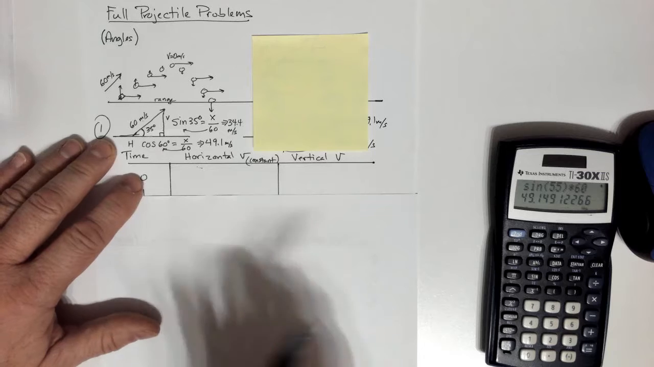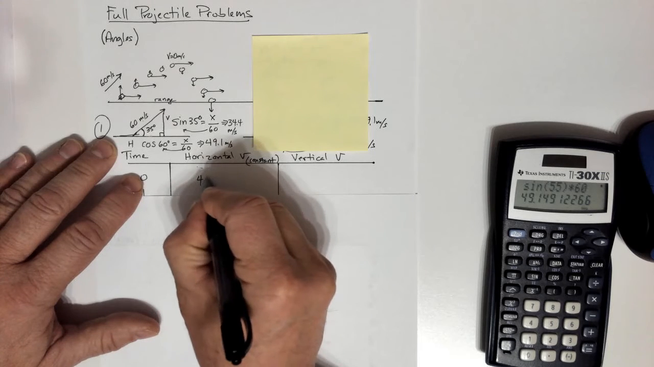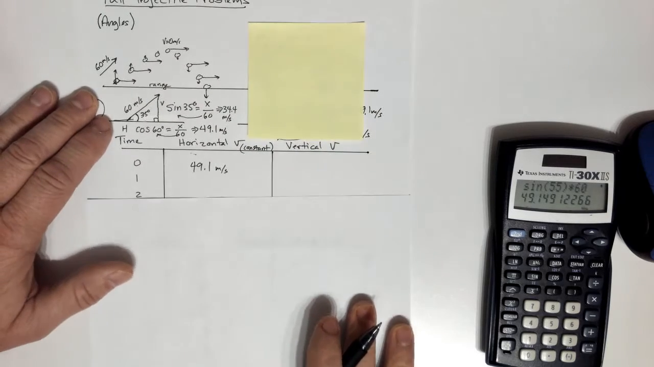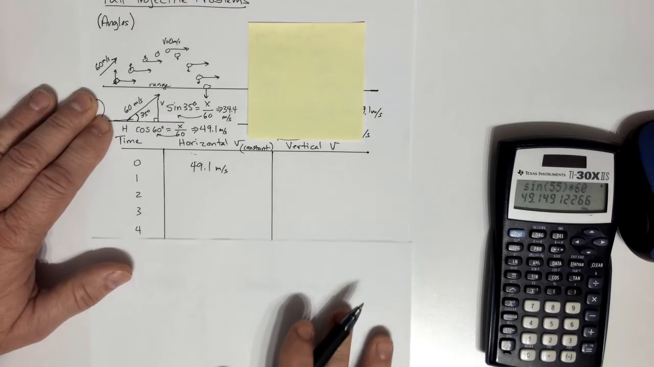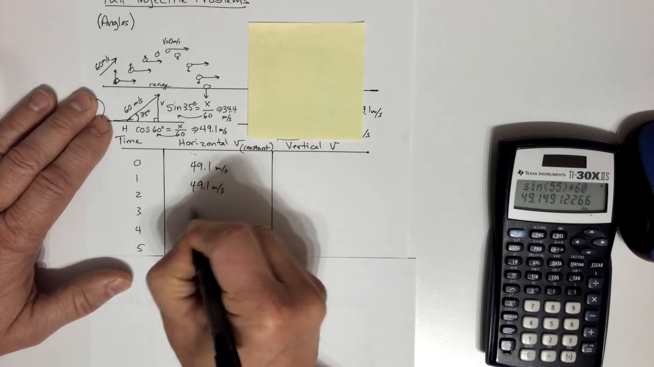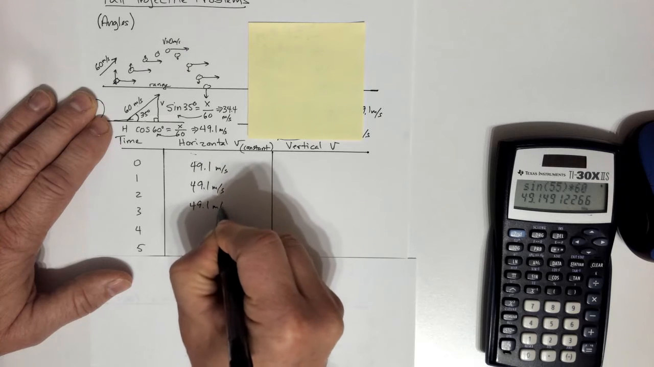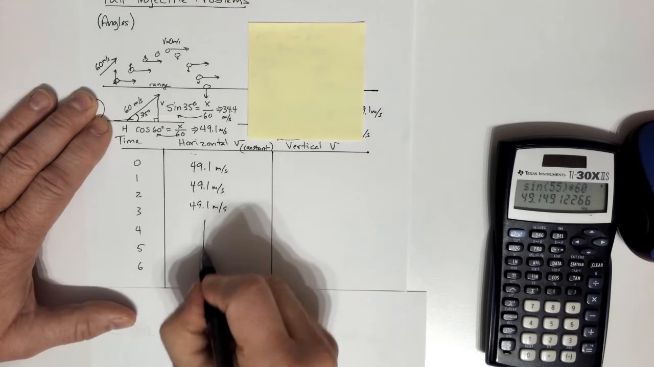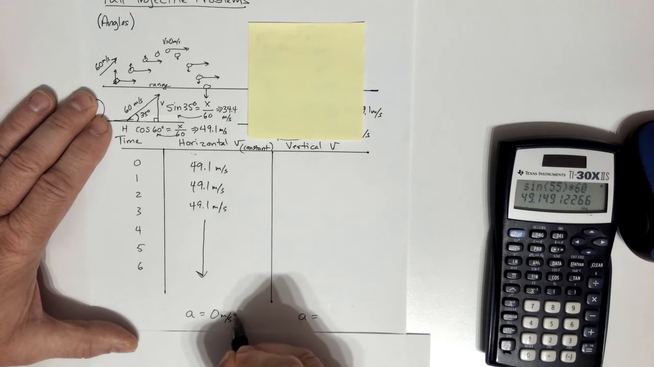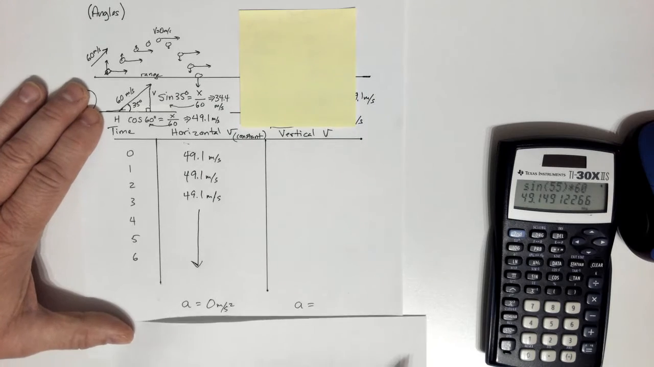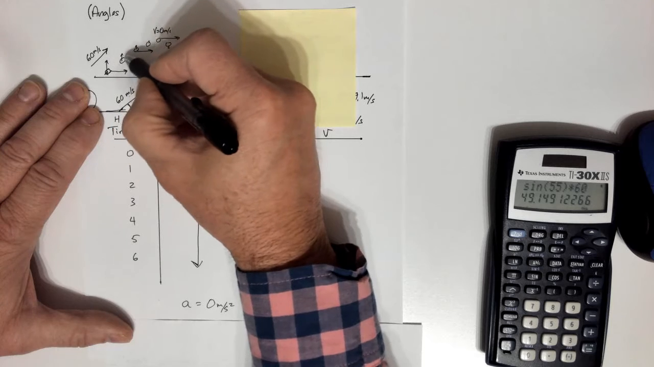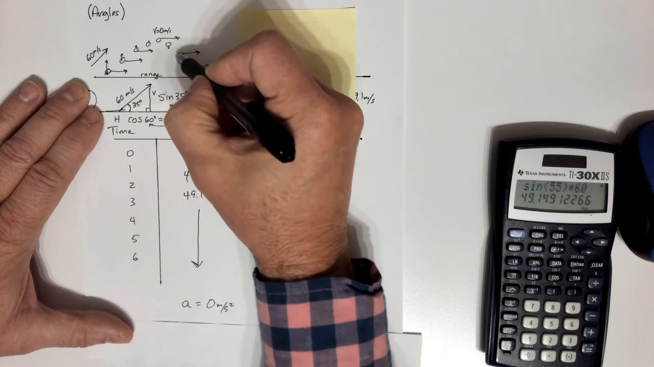So when time is 0, the speed is 49.1 meters per second. And as time goes on, the speed never changes. Every second of time, it stays at 49.1, all the way down. So there is 0 acceleration. However, vertically, because gravity is pulling on it, there is a decrease in speed until we hit 0 and then an increase in speed.